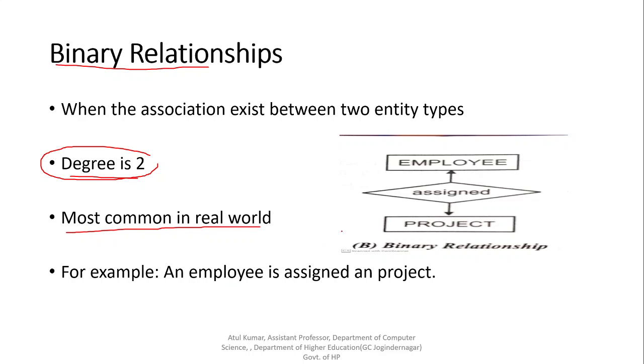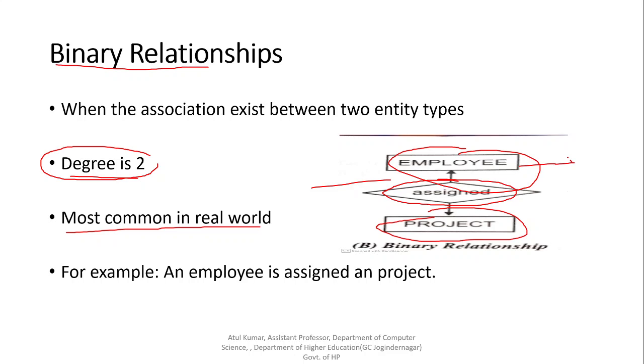For example, in this diagram we have two entities, one is employee and the other is project, and the relationship between these two is assigned. So every employee is assigned a project. So here two entities are involved, one is employee and the other is project. This kind of relationship is called a binary relationship.